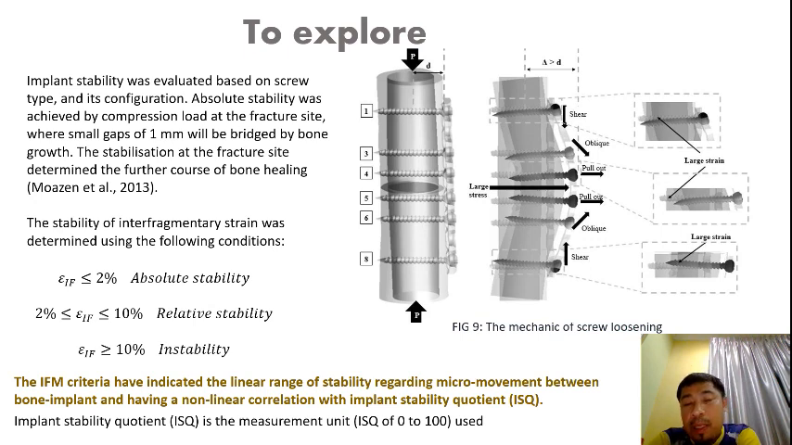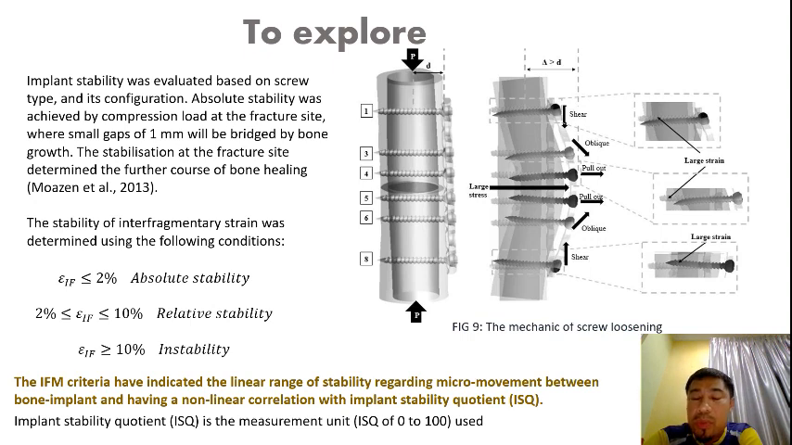Let's go straight to the research that we have been doing in our research group. Basically, we refer to three kinds of stability: absolute stability, relative stability, and instability. We try to relate to implant stability quotient, ISQ, and we also try to develop an algorithm to, in the end, have the value of ISQ between 0 and 100. And figure 9 shows how we do the setting for the internal fixator having 1 plate and 6 bicortical screws.